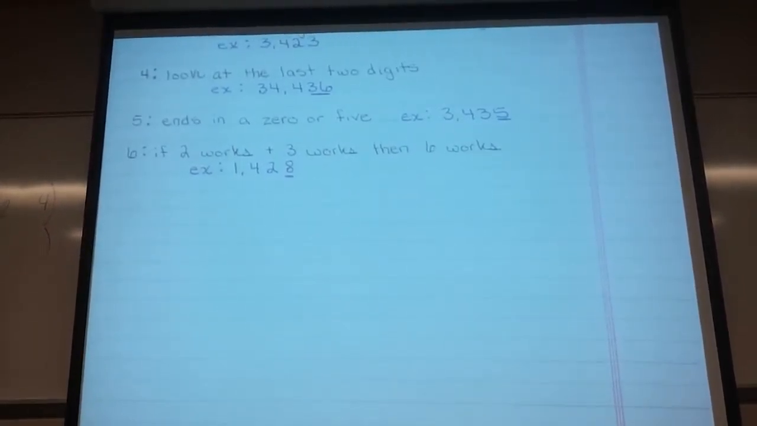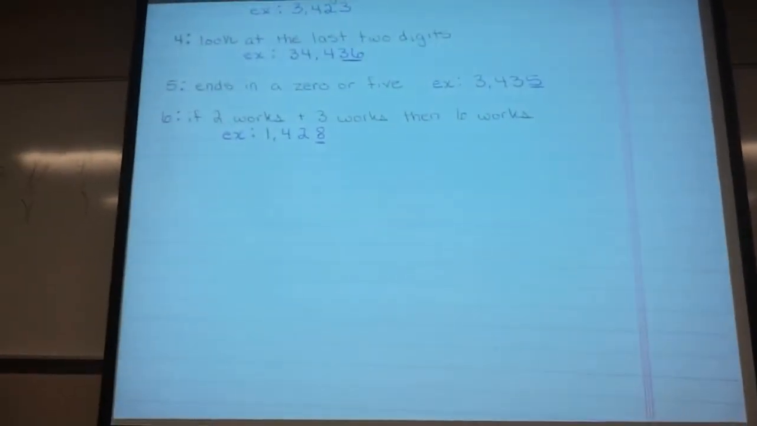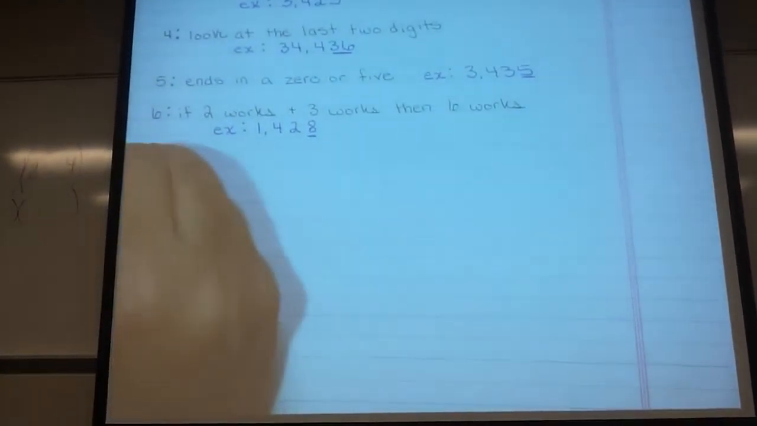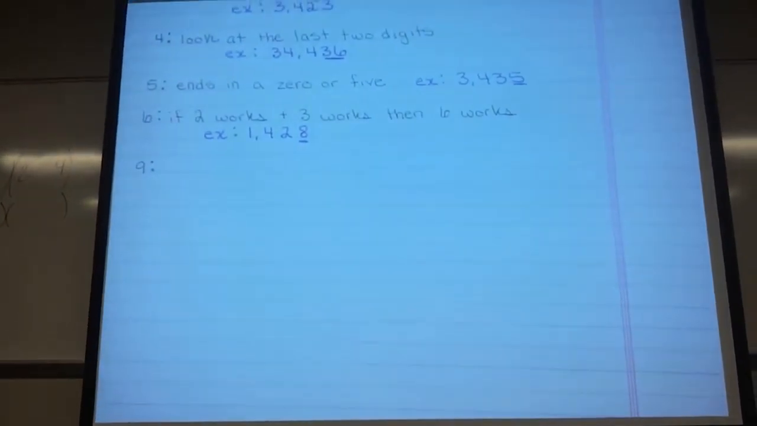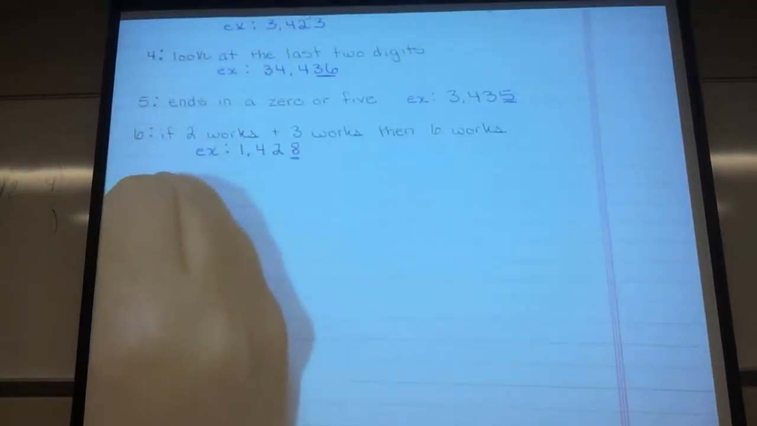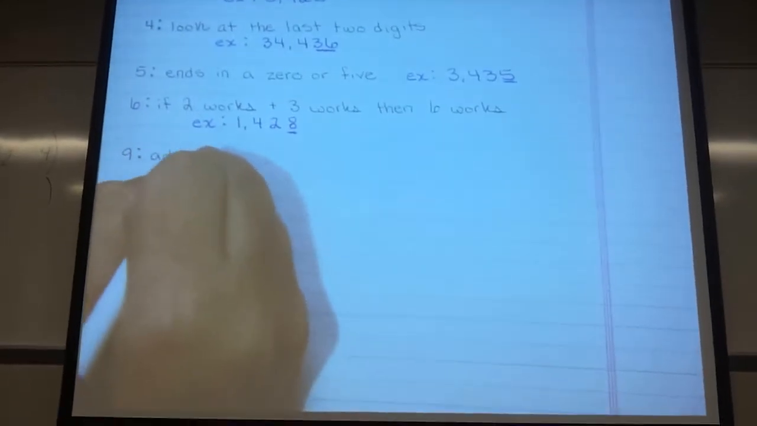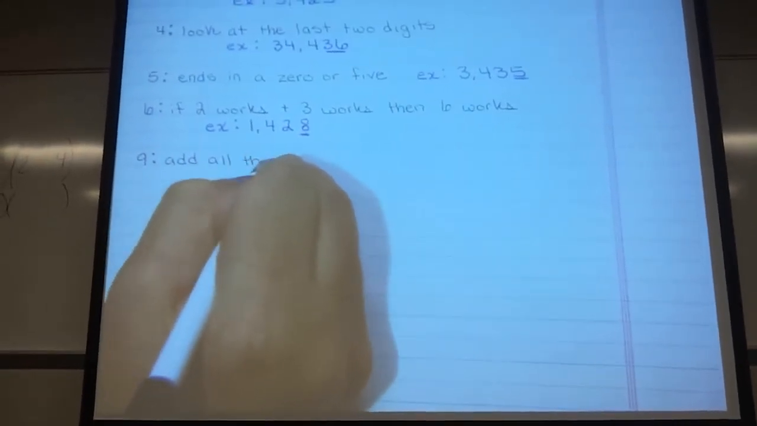That's correct. 7, not a fun trick. 8, not a fun trick. They take way too much time. 9, it's the same as 3. You add up all the digits.